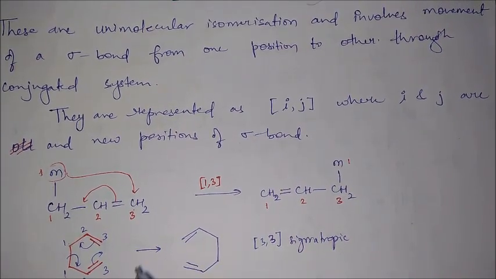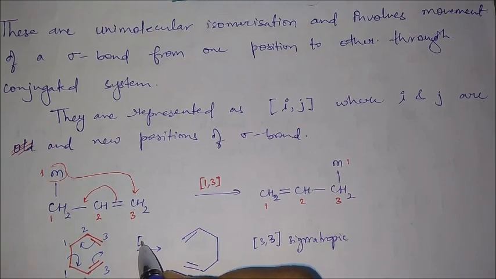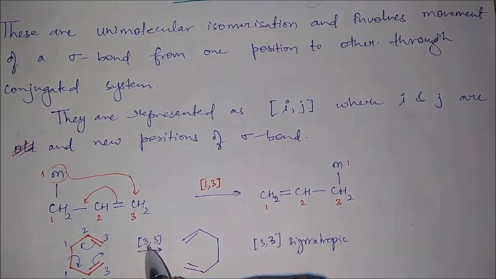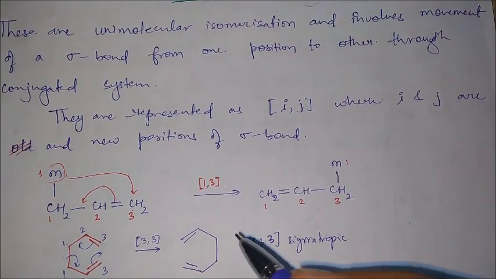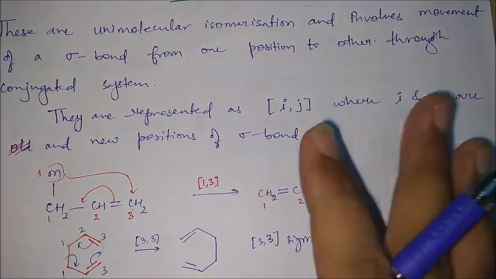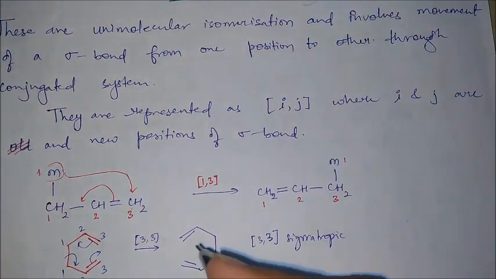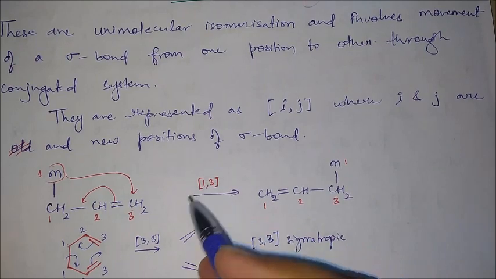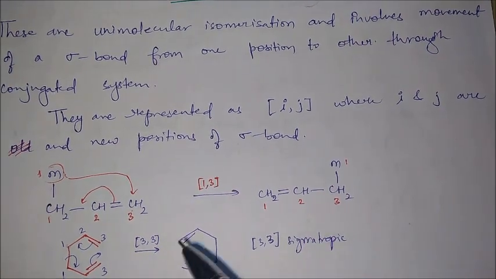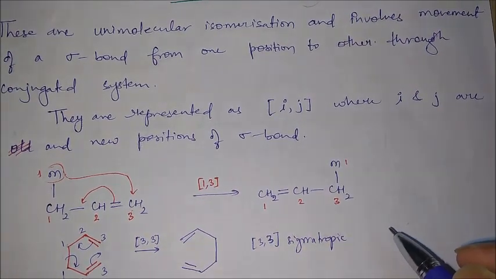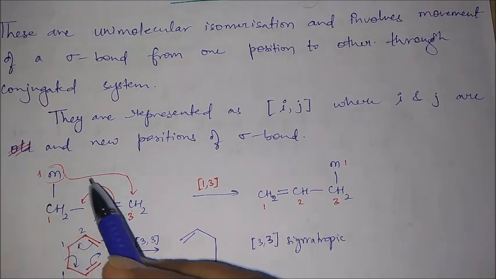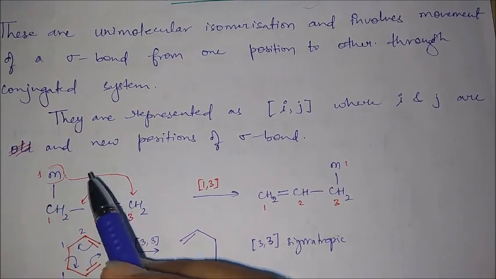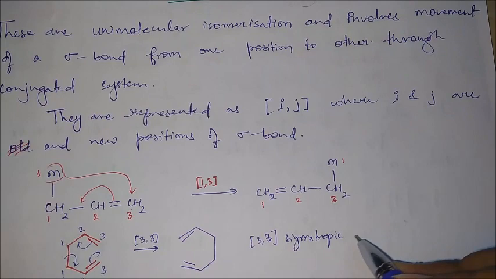So like this, we have to number. This thing is very important, the numbering, the identification of the position, because questions are generally asked from this portion only. Alright. Now there are certain kinds of sigmatropic reactions. As you can see, this is a 1-3 sigmatropic reaction, this is 3-3. Similarly, you can have a 1-5 sigmatropic reaction, where the shift of the migrating group will be from 1 to 5.